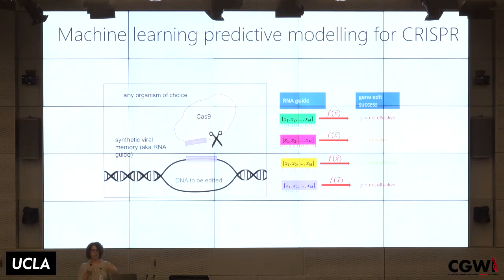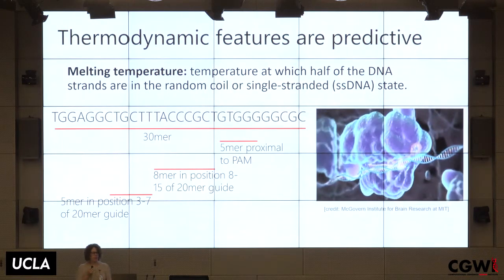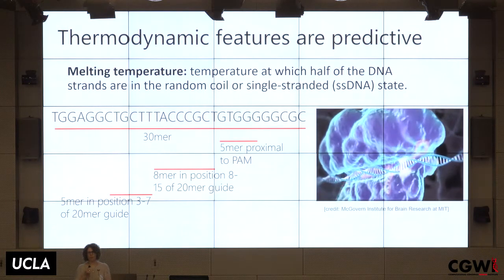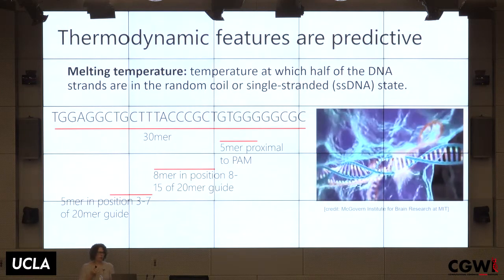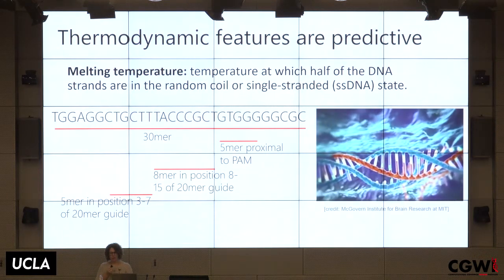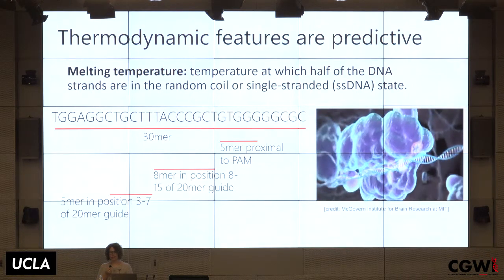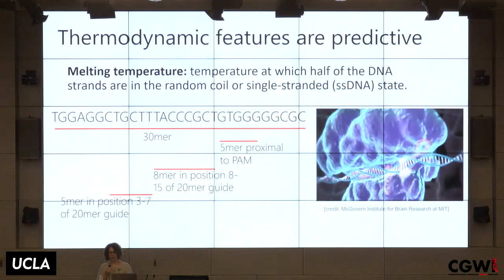You have some rank order of things to try, and you can be more efficient and more cost effective than you would have otherwise. So I'm not going to say too much about the machine learning here. There are some interesting scientific things that come out if you probe at the features that turn out to be useful. One example here is the thermodynamic features of the guide. What you can see here is the double-stranded DNA. This big thing here are the scissors. That's the Cas9 that is going to come in and make the cut.